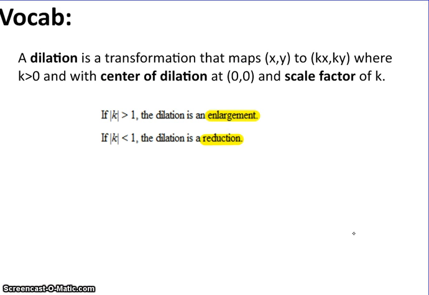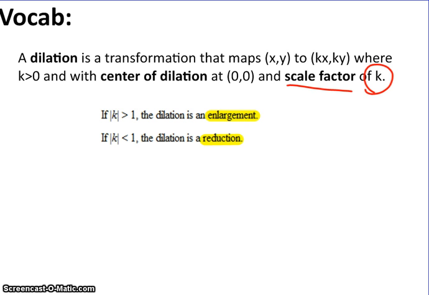Alright, so first off, with the dilation, we know that we have a scale factor of some number k. If |k| is larger than 1, it is an enlargement, meaning that I am making my figure bigger. If |k| is less than 1, then it is known as a reduction, and that would be making it smaller. So notice here, though, around the k, we have two lines. These are what we call absolute value signs.